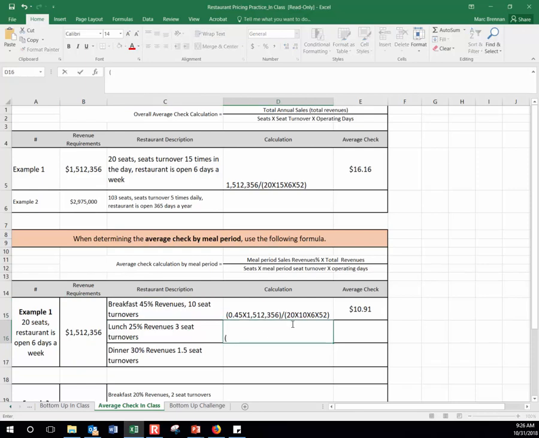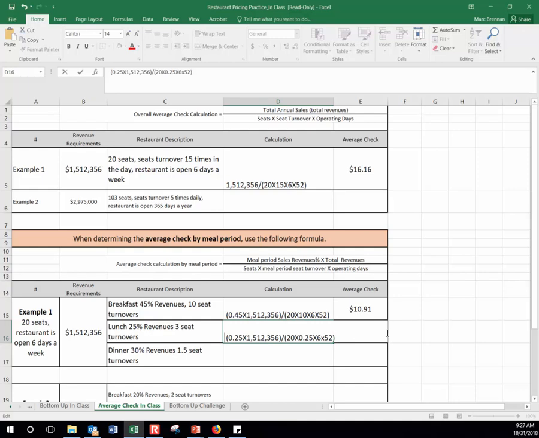So instead of 45%, 25%, my apologies, 25% of sales come from lunch. So what's 25% of our revenue requirement is what we need to know. We still have 20 seats in the restaurant, that doesn't change, but 25% of my revenues come from that. And then I'm open 6 days, 52 weeks a year.